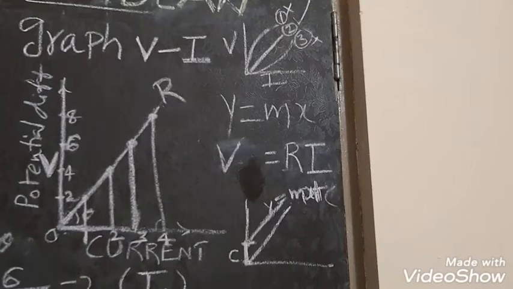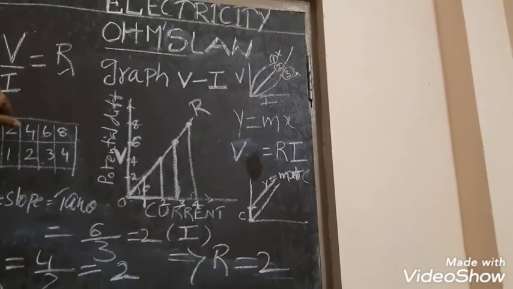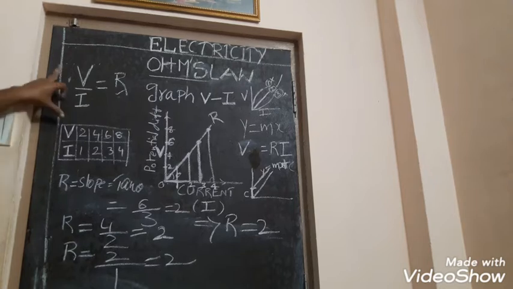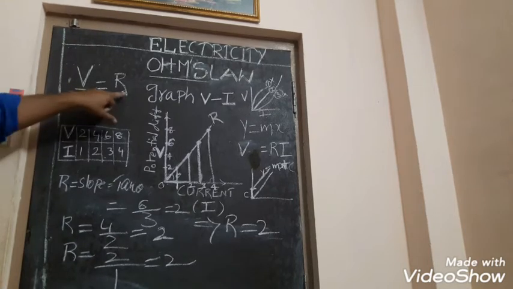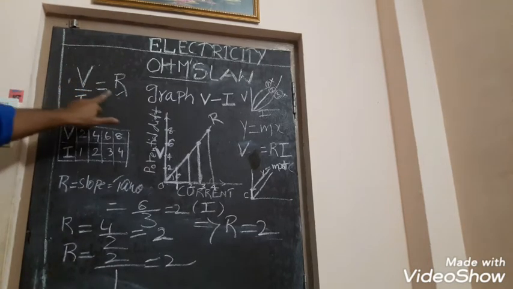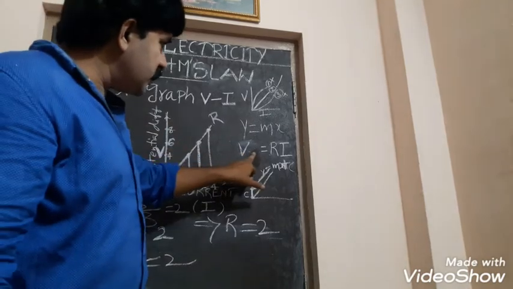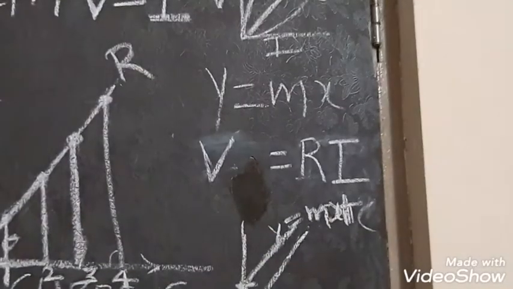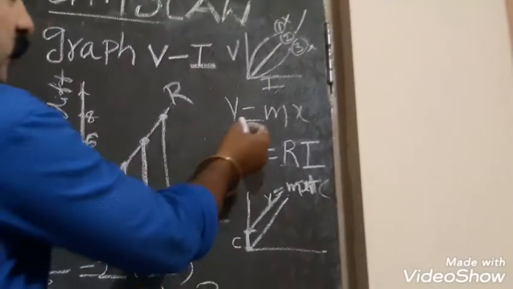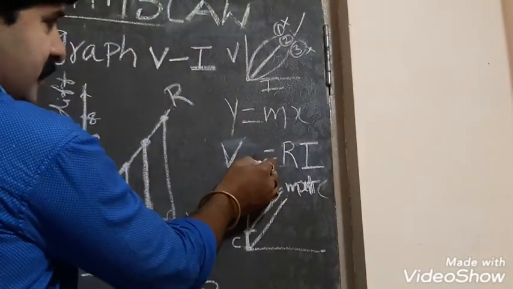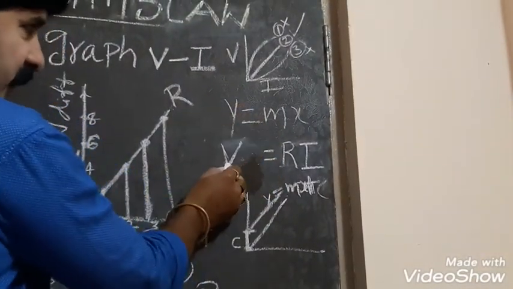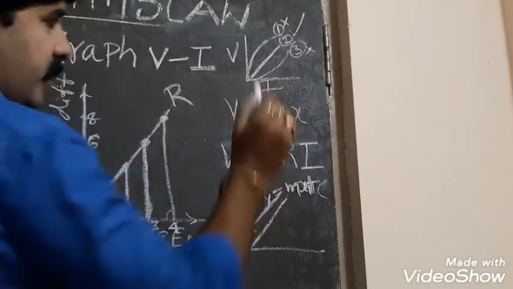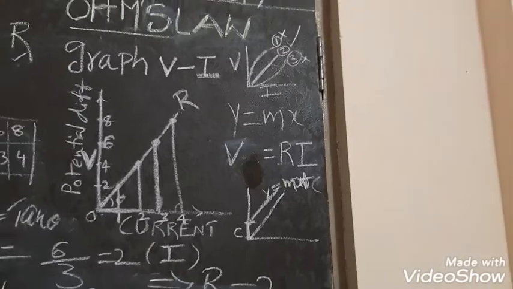If you consider Ohm's law, V by I is equal to R. That means V is equal to IR. That can be written as V is equal to RI. There is no problem if you write like that. Now just compare these two equations. Here Y, V. Here X, I. Here m, R.